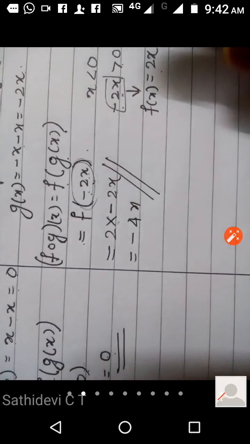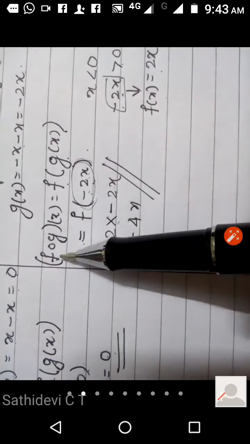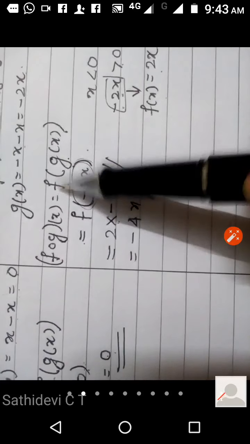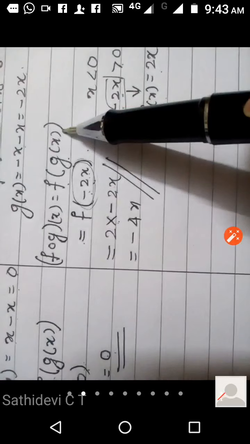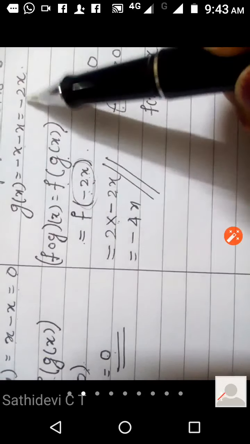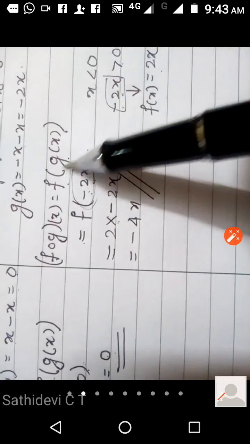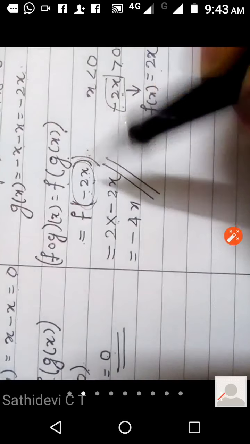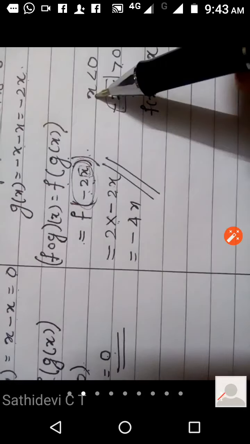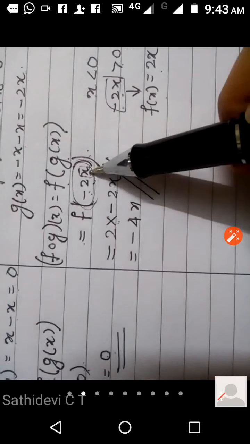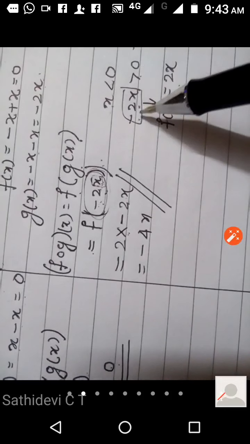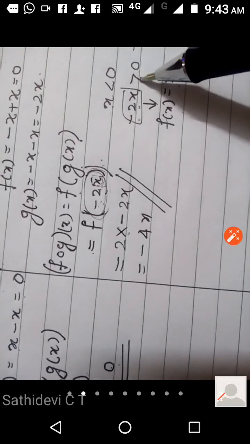You see that properly. Once more I am explaining. F composite g operated on x, that is f of g of x. There is no confusion because the value of g of x you directly have as minus 2x here. So instead of g of x we have written minus 2x. Now you have to see here, you know about x. What is our x? X is less than 0. And you are multiplying that x using minus 2. That is, when you are multiplying by minus 2, the inequality sign gets reversed. So minus 2x is positive.